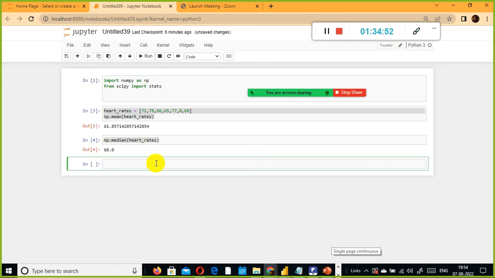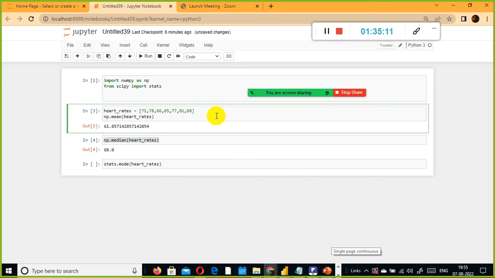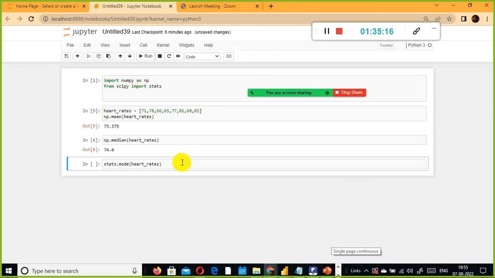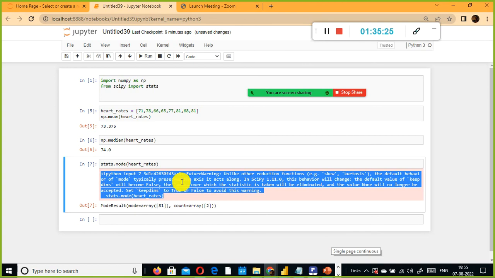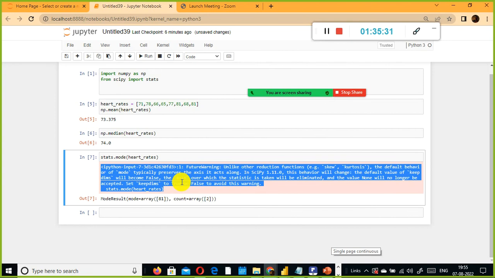In stats you have mode, heart rates, and here let me put 81 again. The mode is 81. Look here, this is the warning message. You know how to suppress this message, right? You have the import warnings package, using which you can disable this. I already discussed this, so don't worry about it. If I execute, it gives me the mode because 81 is repeating more than once.